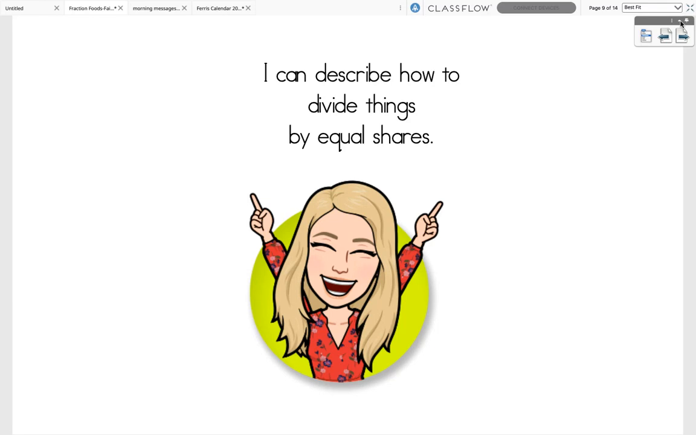Hey mathematicians, our learning target for today says, I can describe how to divide things by equal shares. Last week we started talking about how we can divide things fairly, and we also use the word fair shares or equal shares. And then in some of the videos that I've shown you, they've used a big mathematical word called fractions. So people can also talk about that when we're talking about sharing things equally.